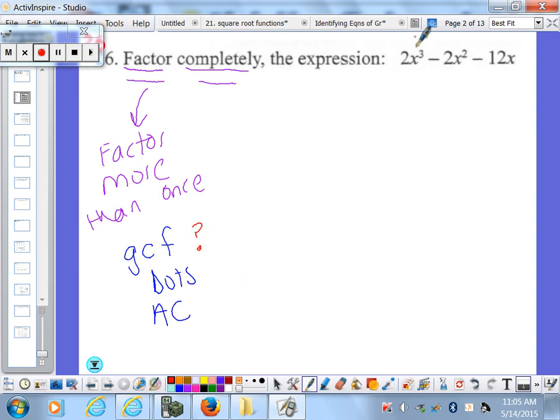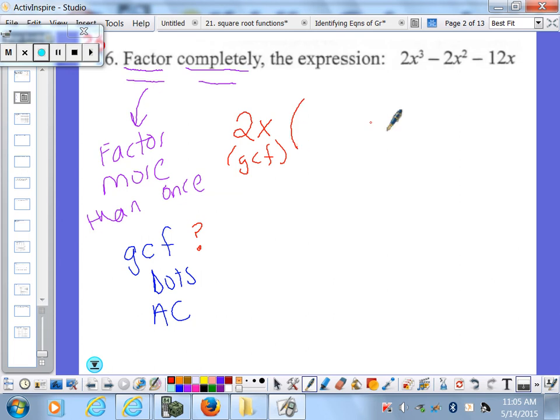GCF? So I look at all three terms and I see what I can find that they all have in common. So the greatest factor between these three terms, the number-wise, the highest number that can go into all three is a 2. But I also must look at my variables. So this one has 3 x's, my second term has 2, and my last one has 1. So the greatest amount that they all share is 1x. So therefore my GCF is 2x.